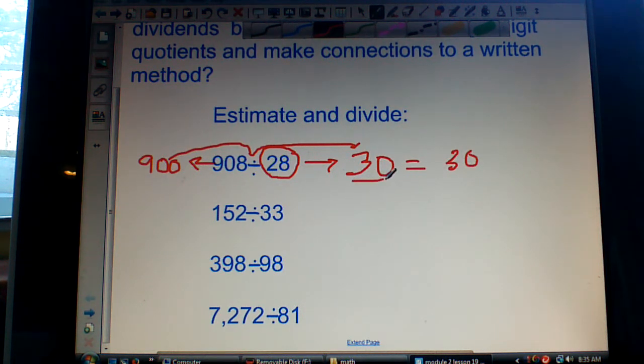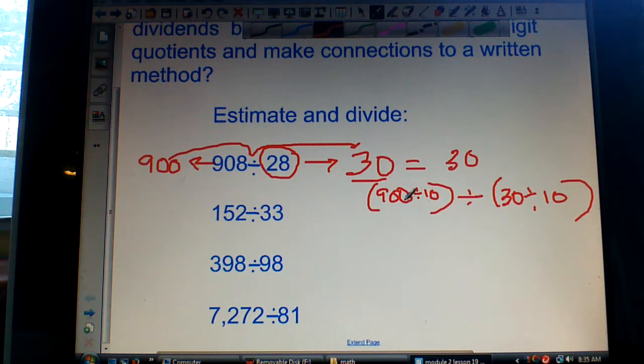So remember, we broke this up. We looked at our unit, and our unit is tens. So we did 900 divided by 10, divided by 30 divided by 10, which is equal to 90 divided by 3, which is equal to 30. Remember? Okay, so I'll give you another hint on the next one, and then you're on your own.